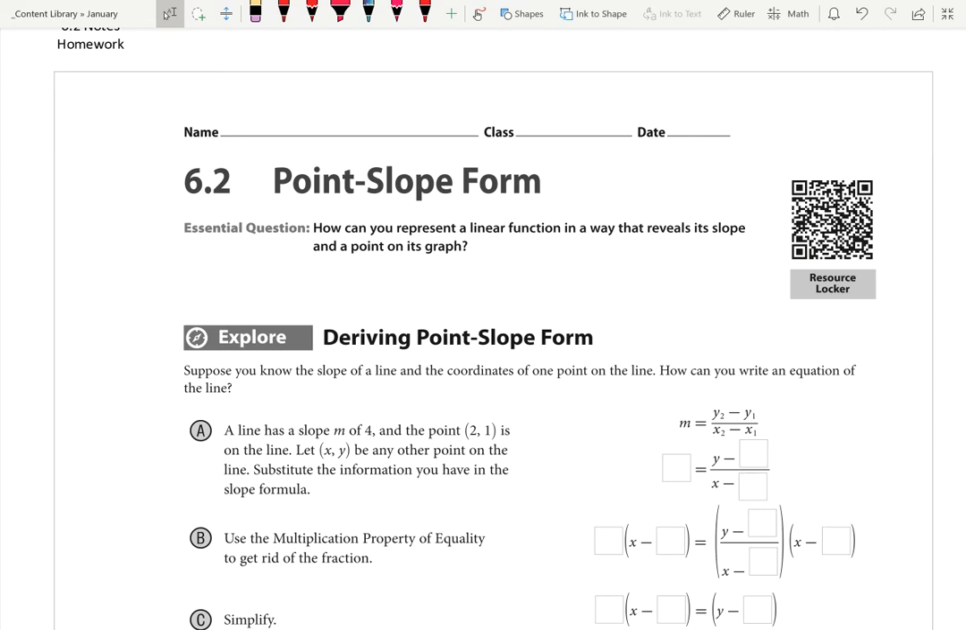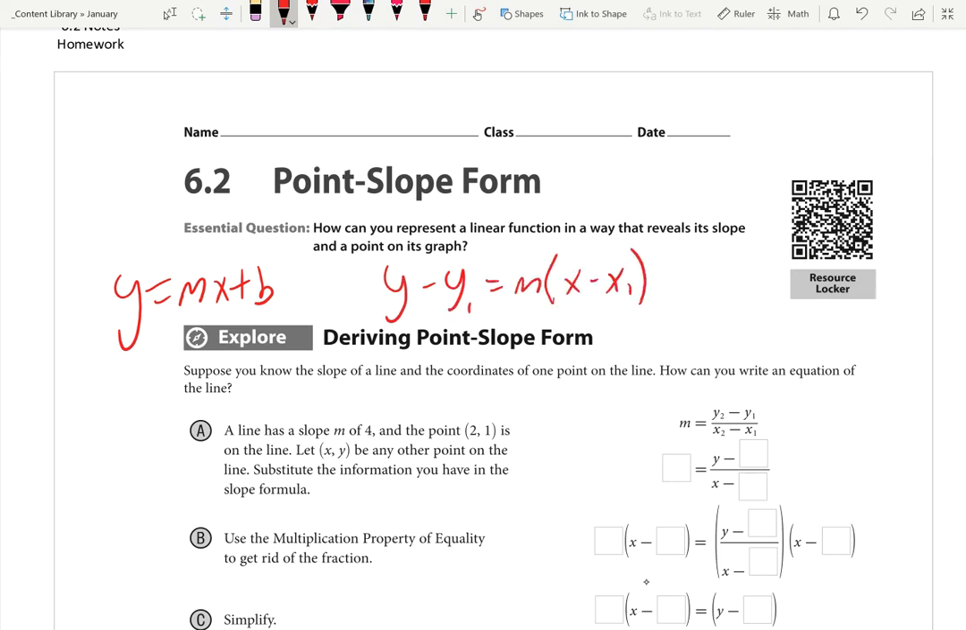That's what this is. You're very familiar with slope intercept form, which is y equals mx plus b. And point slope form is the exact same thing, but again, it's a different formation. It's a different layout. So point slope form is actually going to be this: y minus y1 equals m parentheses x minus x1.